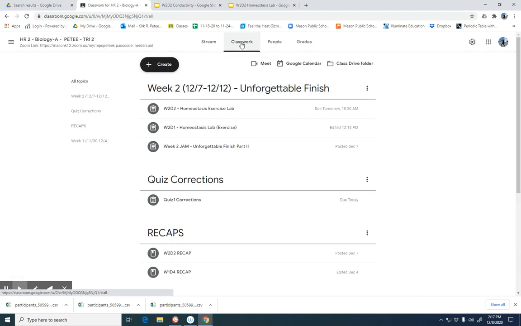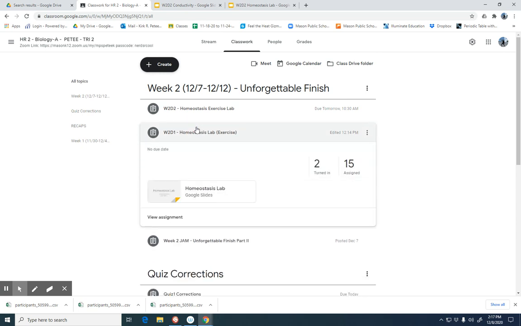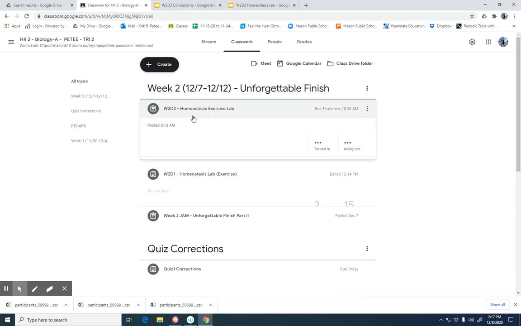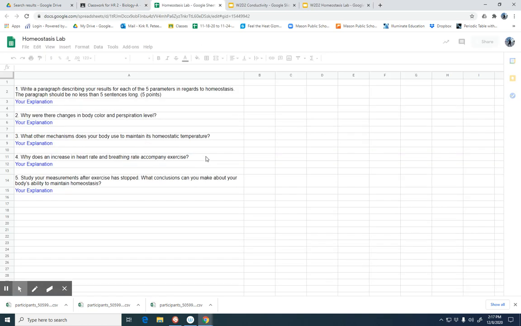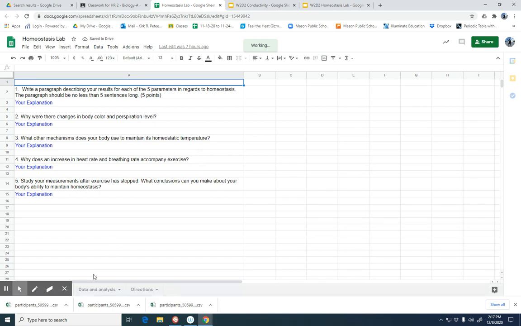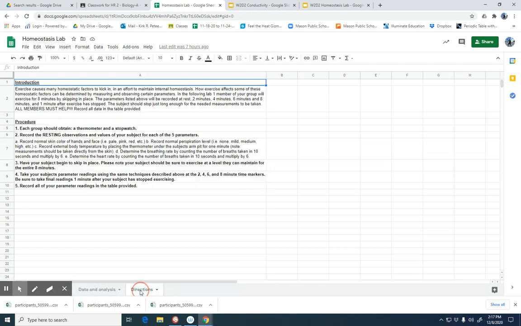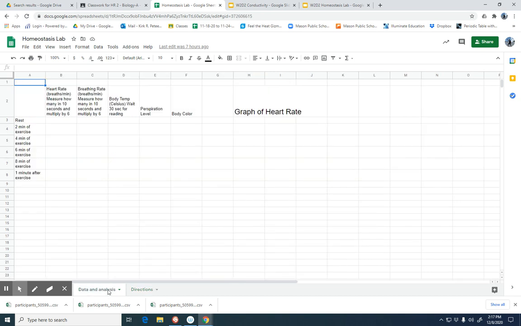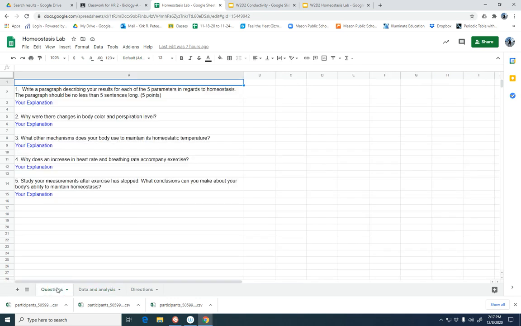The lab is in our Google Classroom, and if we go to that, we can simply find it under classwork, homeostasis lab exercise. And with that lab, which is right here, keep in mind that the tabs are at the bottom and you want to look at the directions in case you're absent. This is the directions. This is the data where we fill the section out. And then we have our analysis or our questions as well.